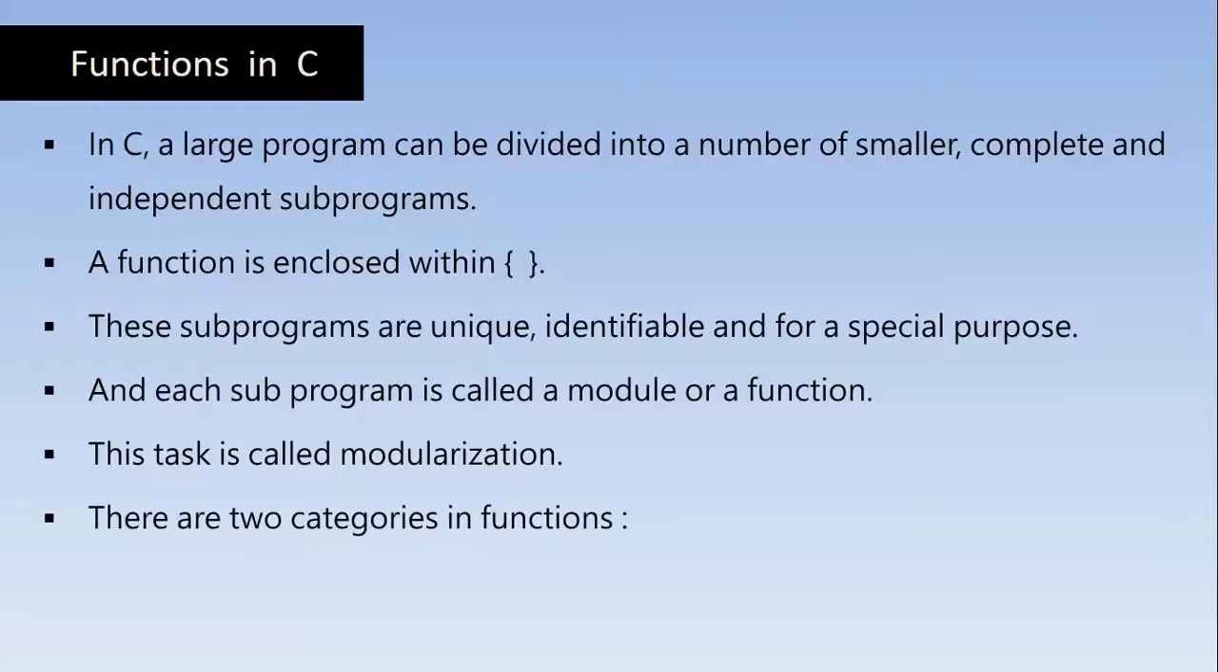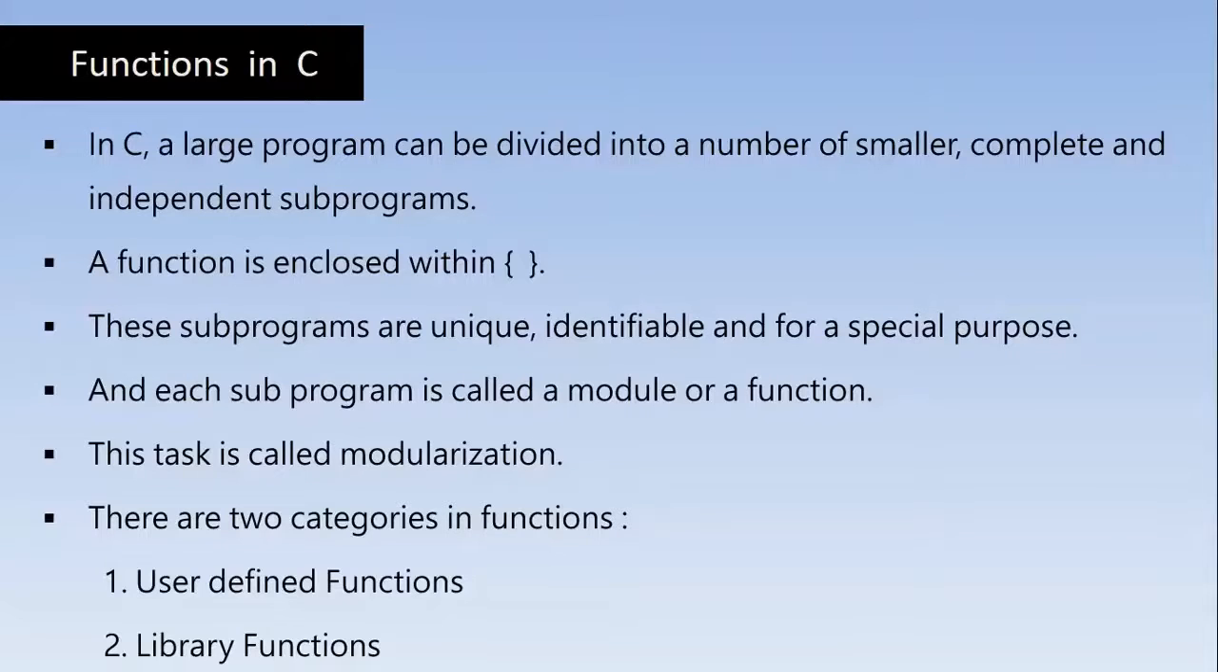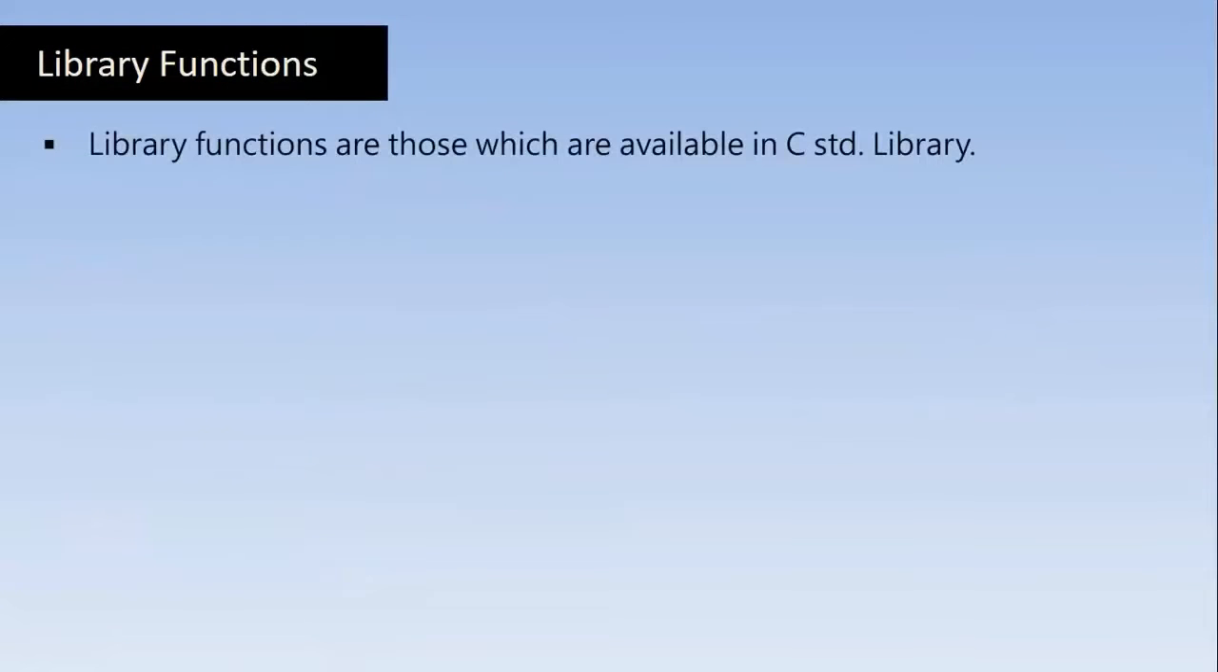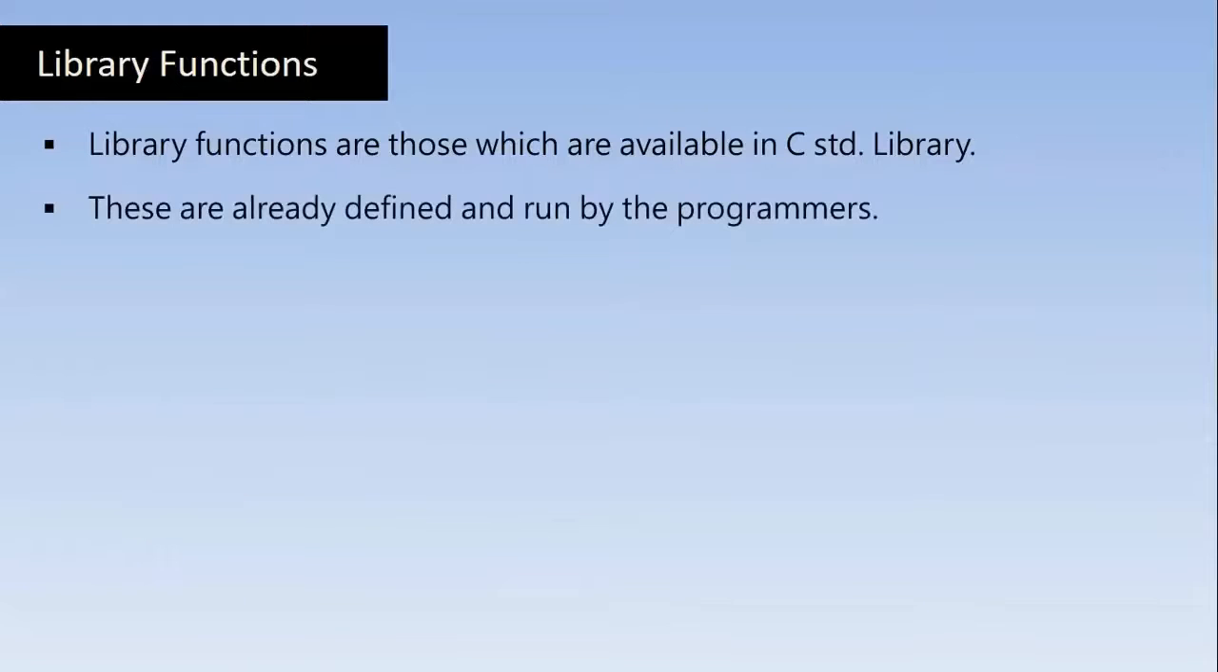So there are two categories in functions. One is user-defined functions and the other one is library functions. So there are mainly two categories in the function. Library functions are those which are already in the C standard library. Like we use the printf function, scanf function, a clear screen function, string handling functions, all these are C standard library functions. These are already defined and written by the programmers. Right, we are just going to call those function names and we get the functionality of those functions.